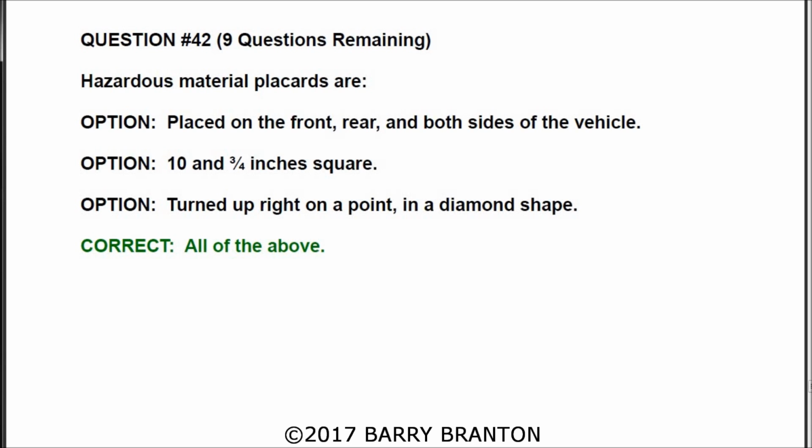Question number 42. Hazardous material placards are, and the correct answer is all the above. So let's look at the correct options that we have. Hazardous material placards are placed on the front, rear, and both sides of the vehicle. Second option, 10 3/4 inches square. And the third option, turned upright on a point in a diamond shape. All of these are correct.